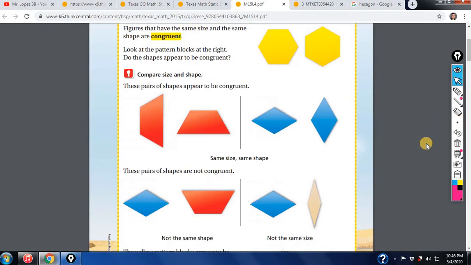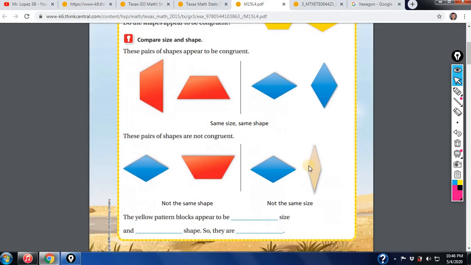So let's take a look at what they go through here. So these pairs are congruent, same shape, yes, and same size. These two pairs, these pairs are congruent, same size, same shape. These two are not congruent. First thing off, not the same shape. So that automatically tells me it's not congruent. These two are not congruent. Yes, they are the same shape, but they are not the same size.